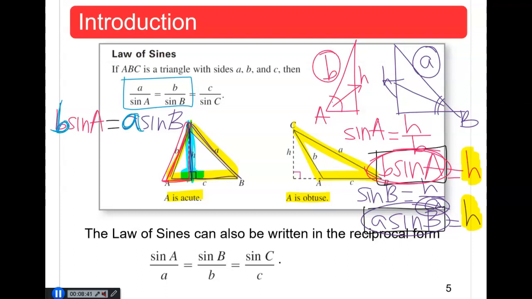Remember, lowercase is to represent the length of the side. And I'm going to take sine A to the right side of the equation and sine B to the left side. So sine A is multiplying to B, and if I want to take it across, it's going to be dividing on the right side. Similarly with sine B, it's multiplying on the right side, so if I take it to the left, it's going to be dividing. And so right there we have the equation that you can see there.